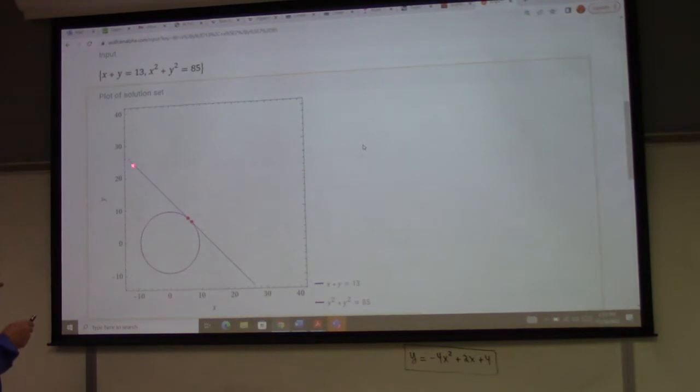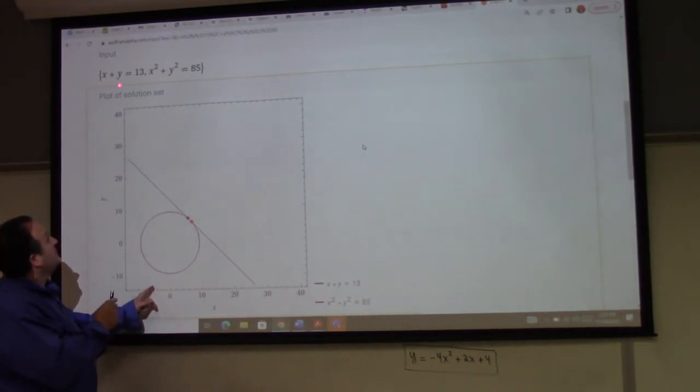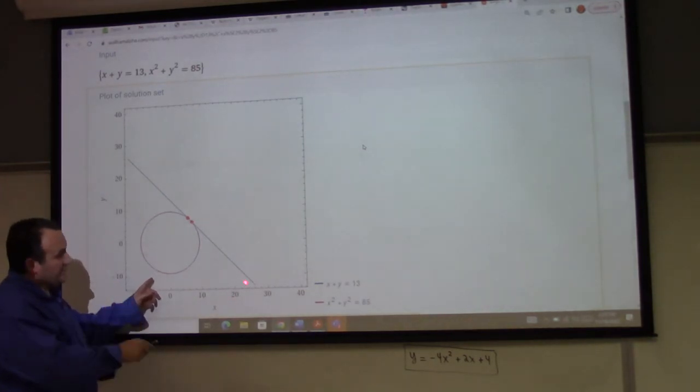The graph of x plus y is this line, right? The graph of x squared plus y squared is a circle, right? Notice that the y-axis is right here. See 0? So the y-intercept is about 13, right? You can solve for y. This is y is 13 minus x, right? It's a line with slope -1. It's got a y-intercept of 13.